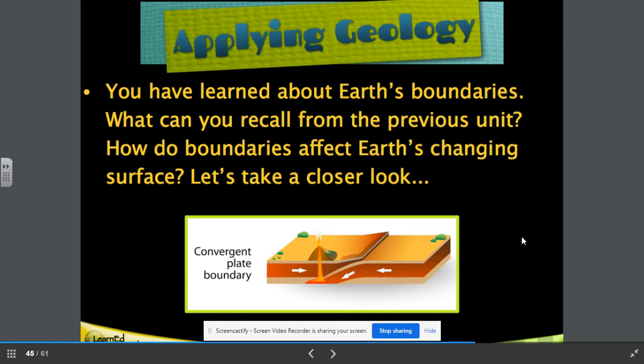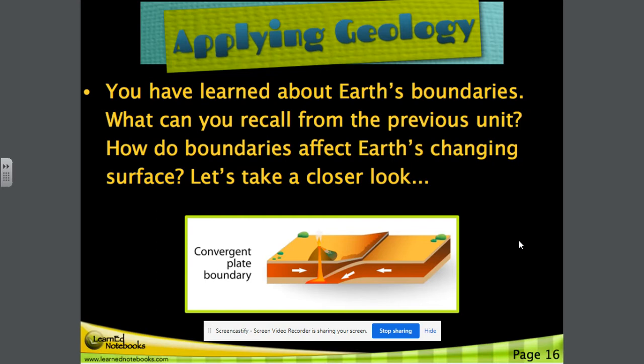We know that geology is the study of rocks and the planet Earth and how it was formed. And today I'd like you to go ahead and open up your LearnEd notebook to page 16. We're going to do pages 16 and 17 together.